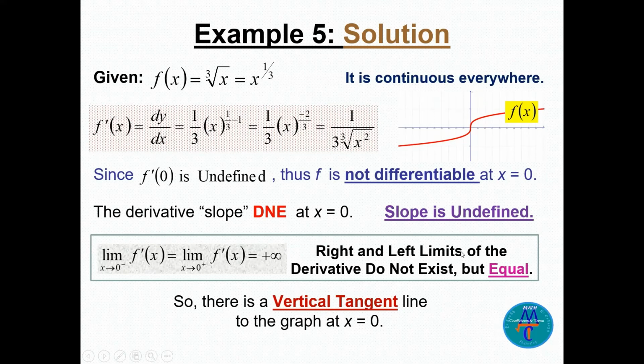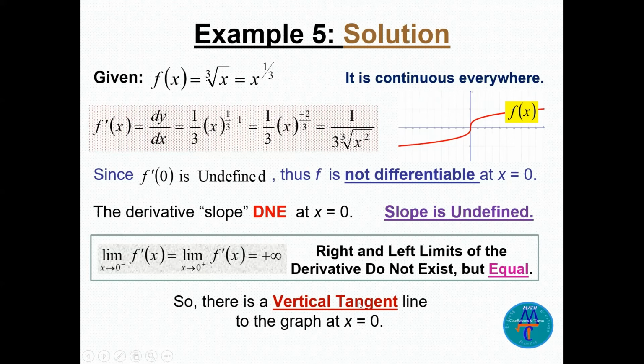So the right and left limits of the derivative, here f prime, do not exist, but they are equal. Plus infinity, plus infinity. Maybe minus infinity, minus infinity. They are equal. So we can say the function has a vertical tangent. It's not a sharp corner. Remember, the right and left limits of the derivative do not exist, but they are equal: plus infinity, or minus infinity, minus infinity.